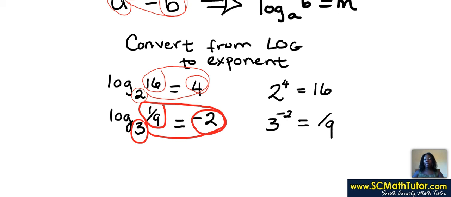Remember when we looked over exponents, the negative just changes the position. So if you were trying to solve this problem, the negative will make this 1/3 squared, and 3 squared is 9, which is 1/9. Okay, so that is a true statement. Log base 3 of 1/9 is actually -2.